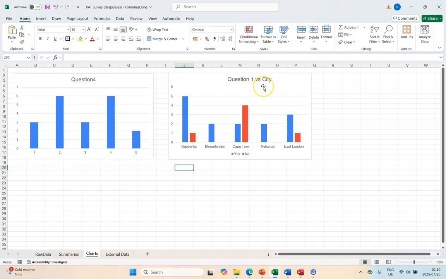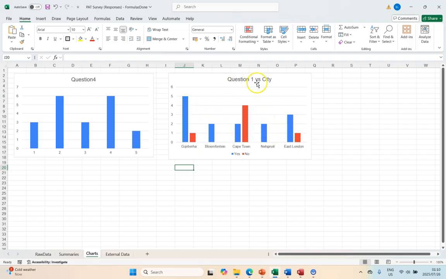Now, if I look at this chart, here we can see they asked the correlation between question 1 versus which city they were in. Now, there are two things that stick out for me here. Number one, if you look here at the cities, Cape Town is the only city that has a significantly larger number of no's than yeses, where in all the others, the yeses outshine the no's. Why is that?